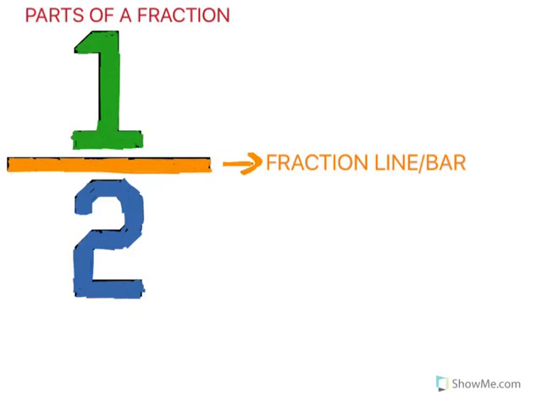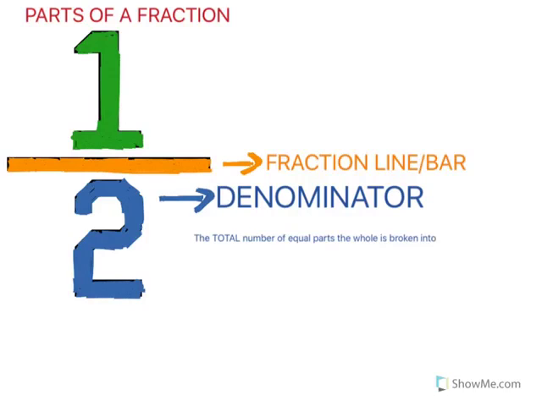Now I want to look down below the fraction bar or fraction line. And we have a blue number. This number is called the denominator. And the denominator is the total number of equal parts the whole is broken into.